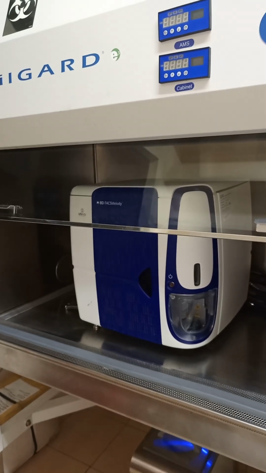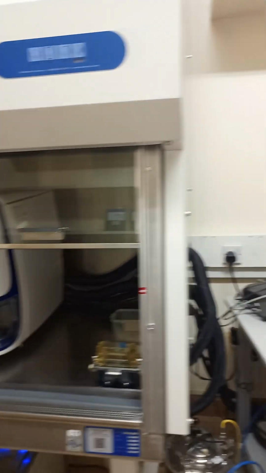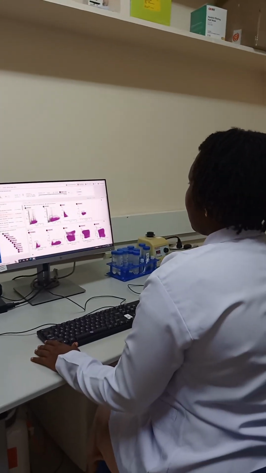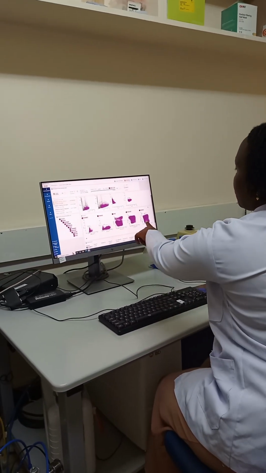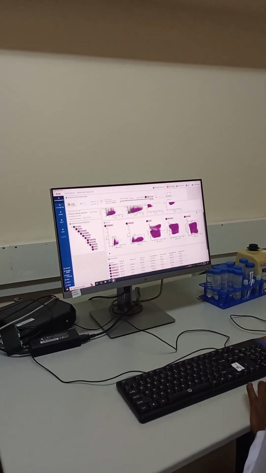My research tries to find subsets or differences within the naive compartment in order to understand how better they would respond or worse they would respond to a vaccine.